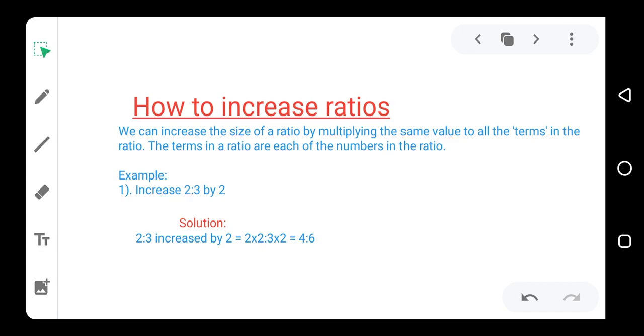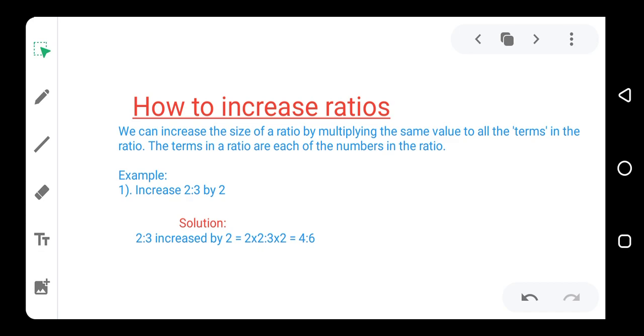Like if you write 2 is to 3, 2 is a term in the ratio and 3 is another term in the ratio. So instead of calling them numbers, we can also call them the terms in the ratio. So if I want to increase 2 is to 3 by 2, what we do is that we use this 2 that we are increasing it by.